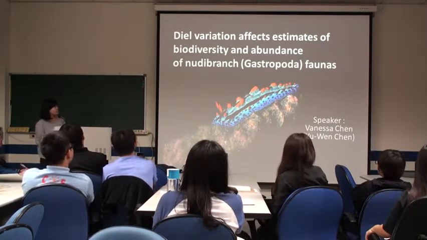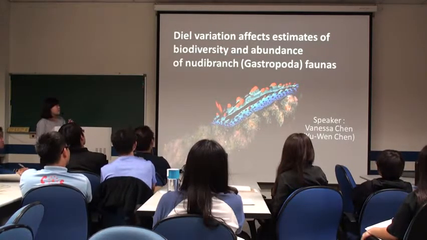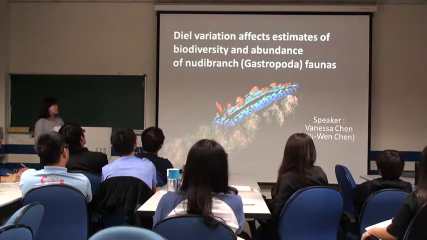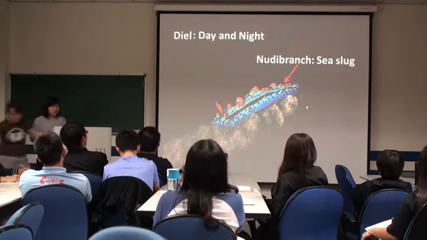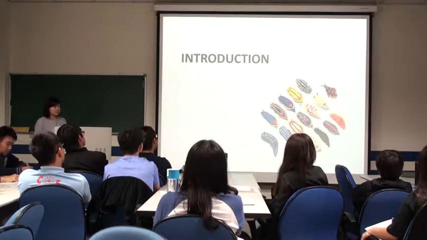Today I'm going to talk about how diel and seasonal variation affect the estimate of biodiversity and abundance of Nudibranch, Gastropoda, faunas. Diel means day and night, and the other factor is season.